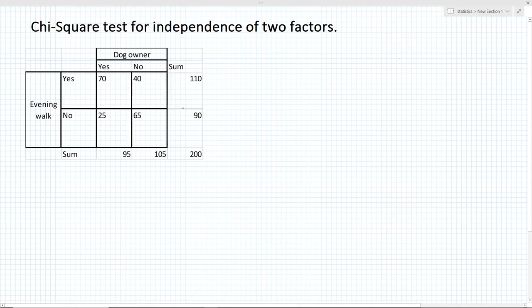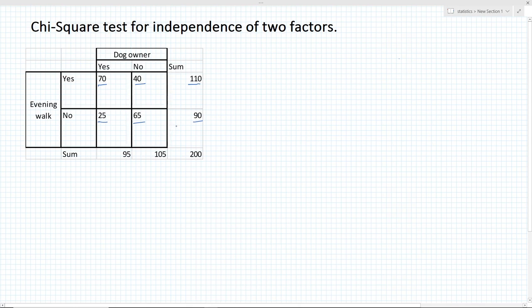So as you see, 110 participants answered that they were going for an evening walk regularly, of which 70 said they had a dog and 40 that they didn't. Now 90 participants said that they were not going for an evening walk usually, and 25 of them had a dog and 65 did not.